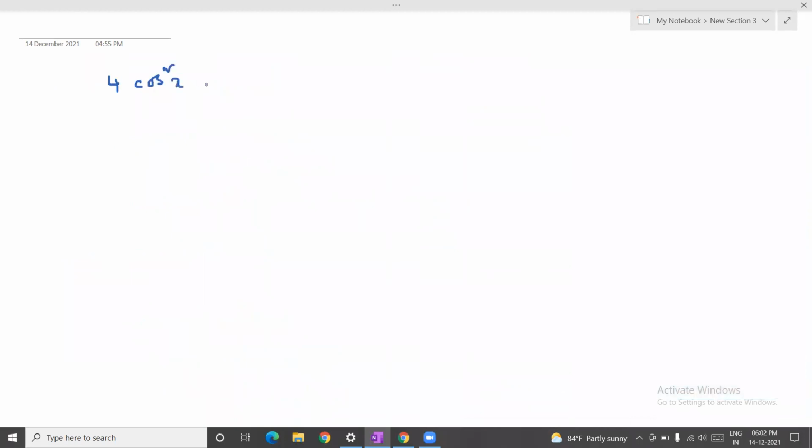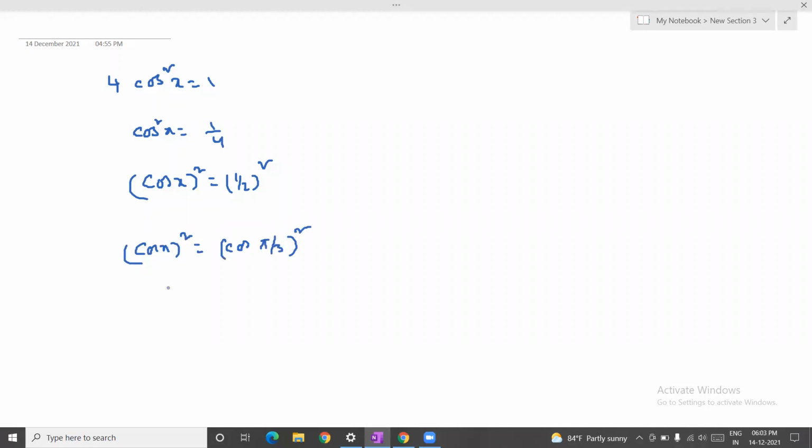This is looking like 4 cos square x is equal to 1. Cos square x is equal to 1 by 4, which is a perfect square. Cos x whole square is equal to 1 by 2 whole square. From here, I can write cos x whole square is equal to cos pi by 3 whole square. Then you can proceed as you said, cos x is equal to cos pi by 3. So what is the solution of x here? 2n pi plus or minus pi by 3. Is it 2n pi? 2n pi plus or minus pi by 3. Super. That's it.